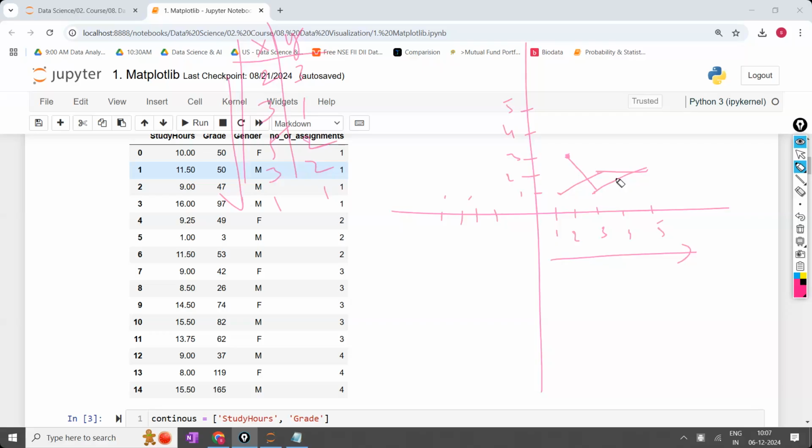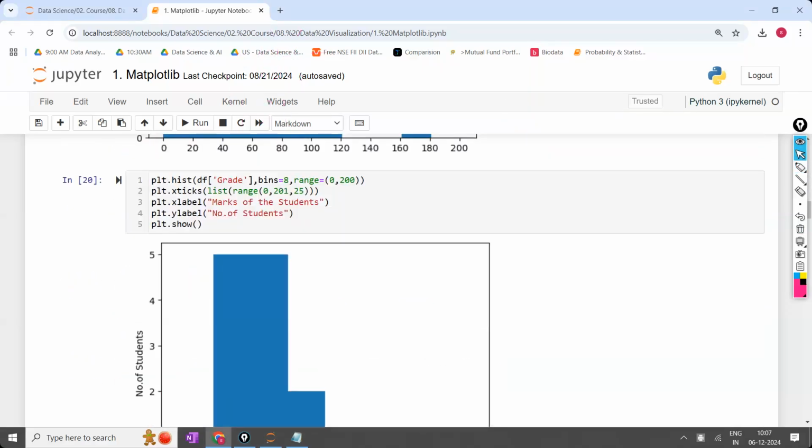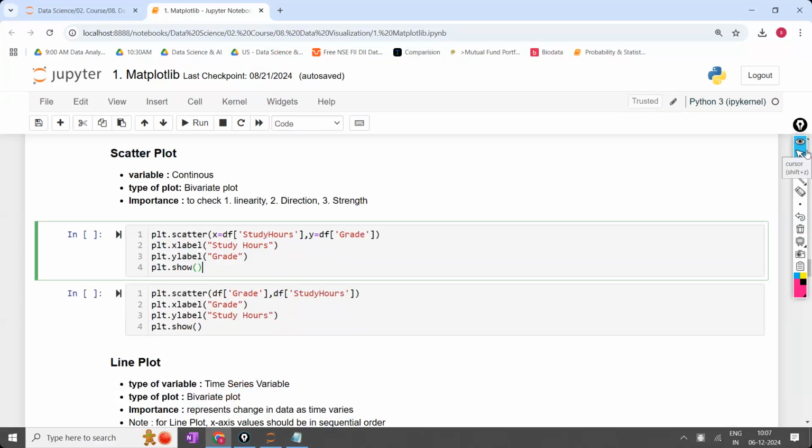Is the point clear? Now, first I am going to show you the scatter plot. This is the scatter plot. X is study hours on the x-axis, and y is grade on the y-axis.